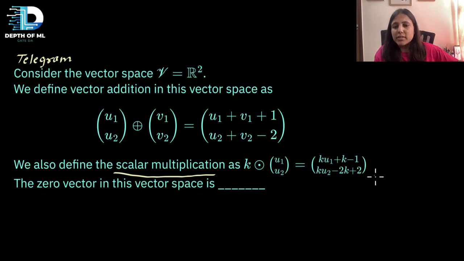Then the zero vector in this vector space is... So here what it's asking is, what is the zero vector in this vector space. So first of all, let's understand the meaning of zero vector in terms of a vector space. Zero vector in the usual sense means that if I take any vector that belongs to the vector space, and if I add the zero vector to this, I should get back V1.